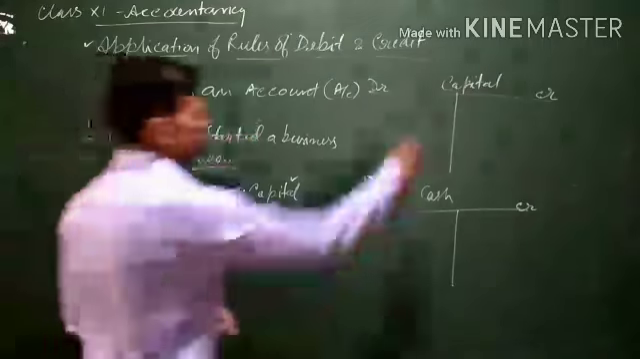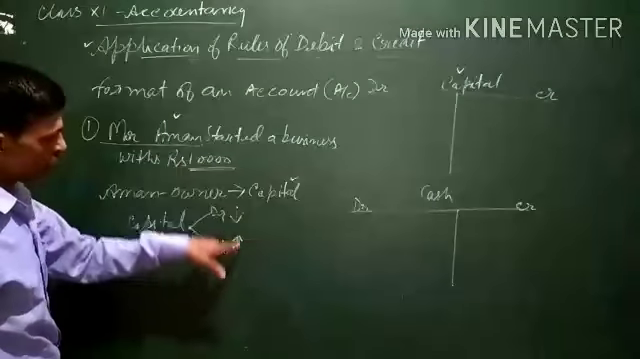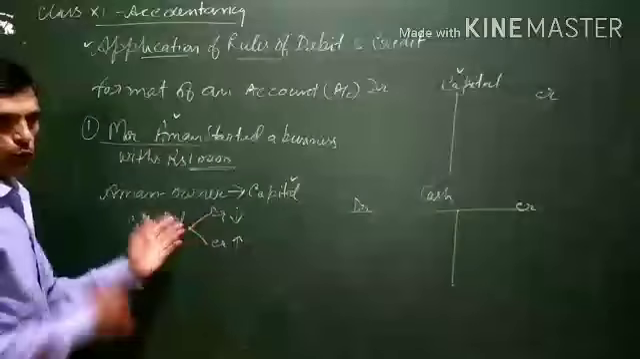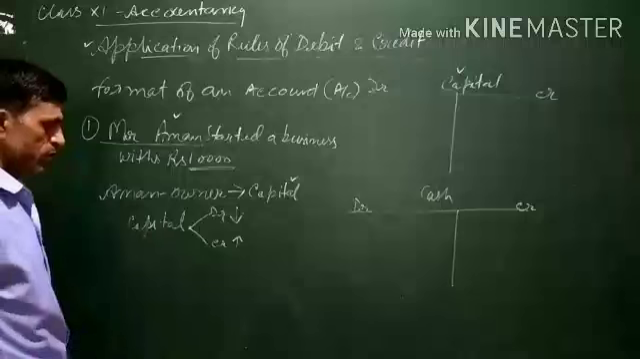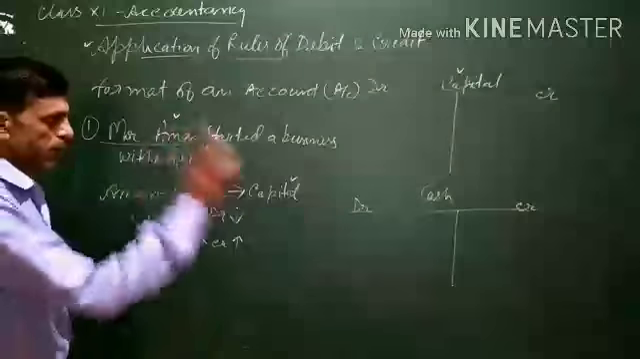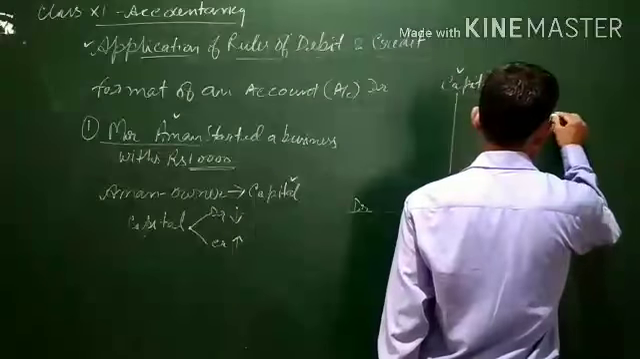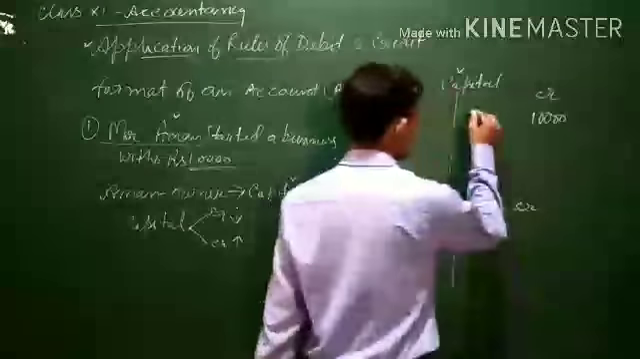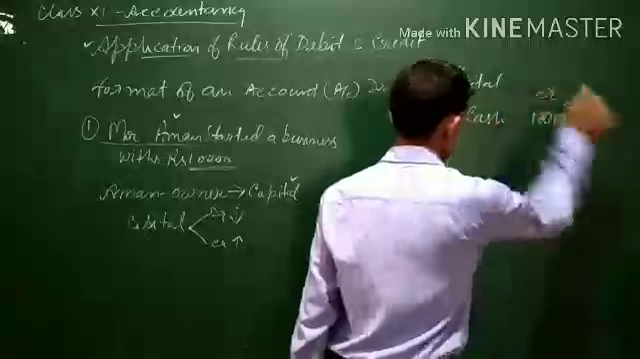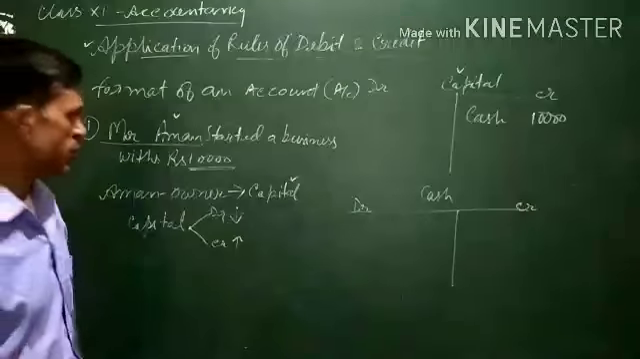So here capital is what? Capital is increasing because he is bringing 10,000 into the business. So more capital is being introduced. So when capital increases, it is to be written on the credit side. On the credit side we will be writing 10,000 cash.